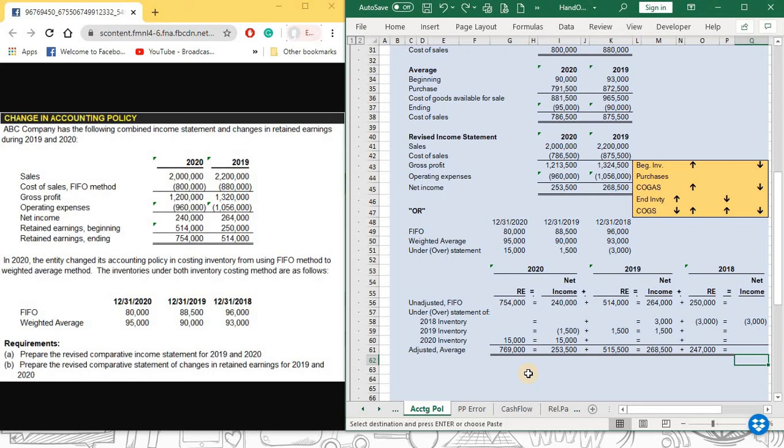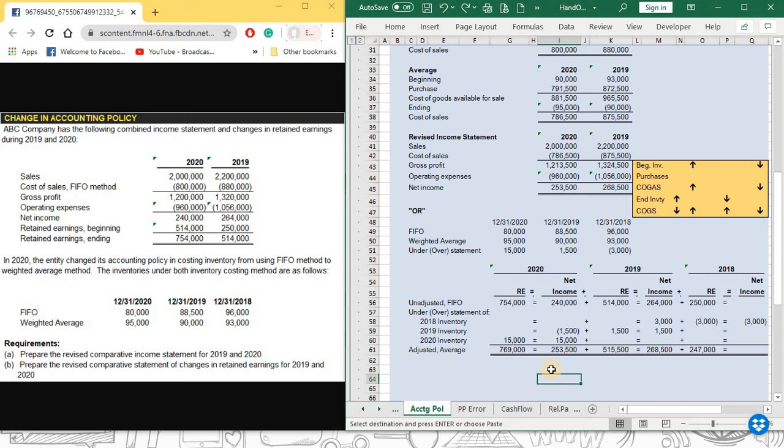Let us compare. So based on our first procedure, the net income under 2019 adjusted based on weighted average is 268,500, which is also the adjusted net income in 2019, as well as the 2020 net income 253,500, which is also the adjusted net income in 2020 that we have computed. Now, in order to reflect these adjustments in the books, and in order to convert the books into weighted average, we need to prepare journal entries. And since the current year is 2020, the journal entries will be prepared as of December 31, 2020.